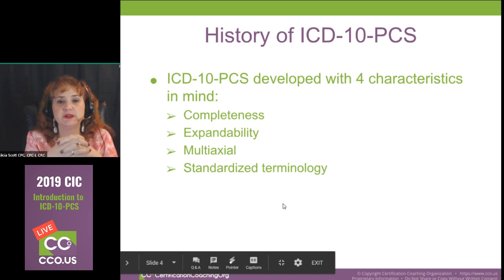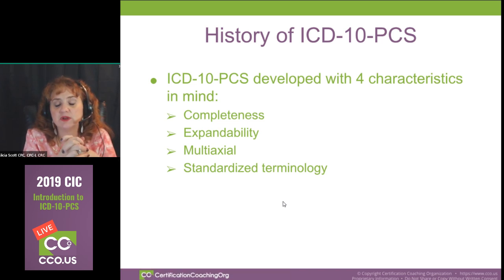So with the completeness, we were really limited with volume 3 of ICD-9. We can tell so much more of the story in a procedure with the characteristics of PCS. And that is because one, it's expandable. With volume 3, like we said, we only had four characters, 4 digits, not even characters. There were no letters involved.